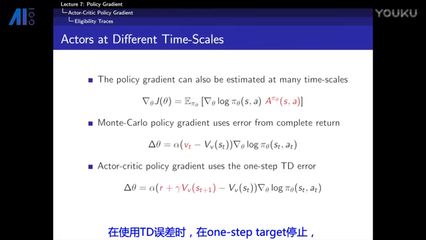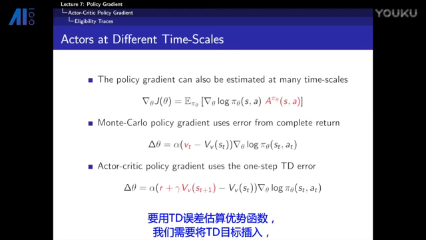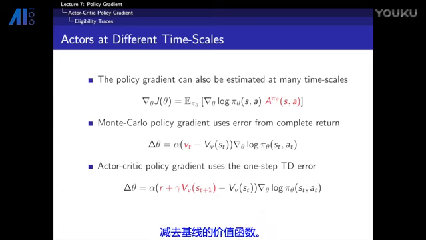When we used the TD error, we ended up with the one-step target, the TD target, the reward plus the discounted value at the next step, minus our baseline. Okay, so these are different targets. When we use the Monte Carlo target, we end up plugging in the return. When we use this TD error version, where we're estimating the advantage function using the TD error, we plug in the TD target and subtract off the value function as a baseline. So these are different ways to estimate our original policy gradient theorem.